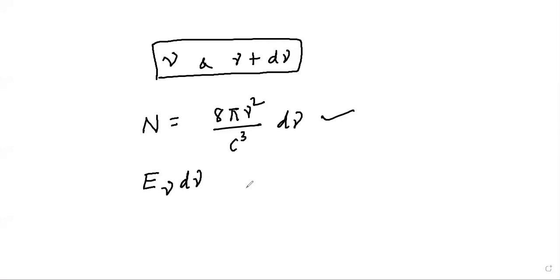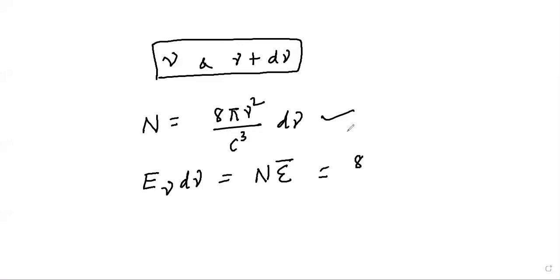This gives you what? The average energy per unit volume in the range of d nu is given by n times, and then of course the energy per oscillator. So it gives you what? Number of oscillators multiplied with what? The average energy or the energy per each oscillator. So that way, now we can substitute the value.